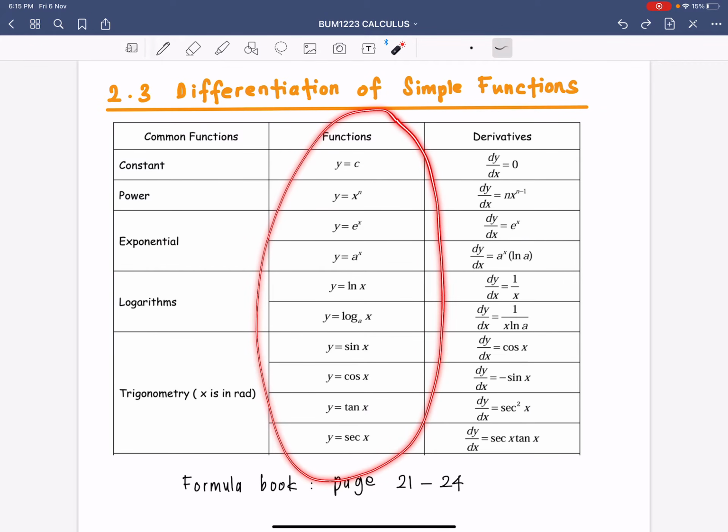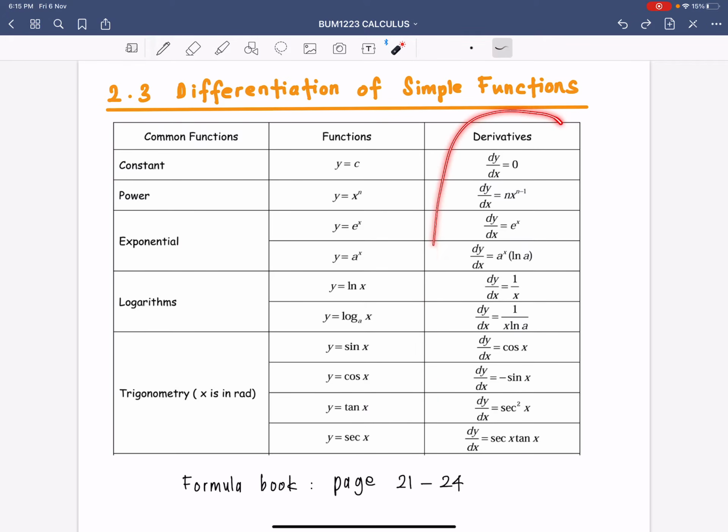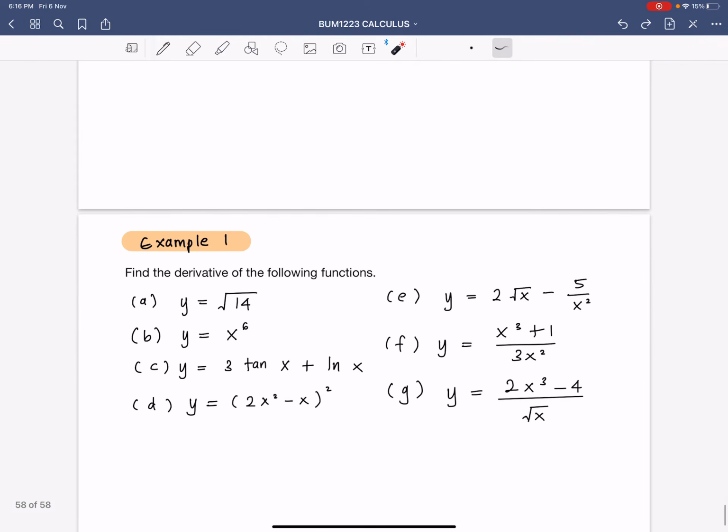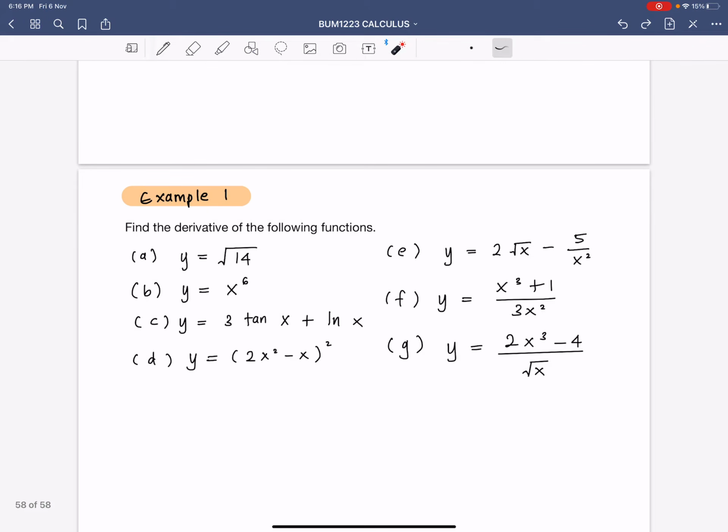Here are some basic functions that you must know how to find their derivatives. This formula can be found in your mathematical formula book on pages 21 to 24. However, you are strongly suggested to memorize all these formulas. Now let us look at some examples that may be asked in the assessment.